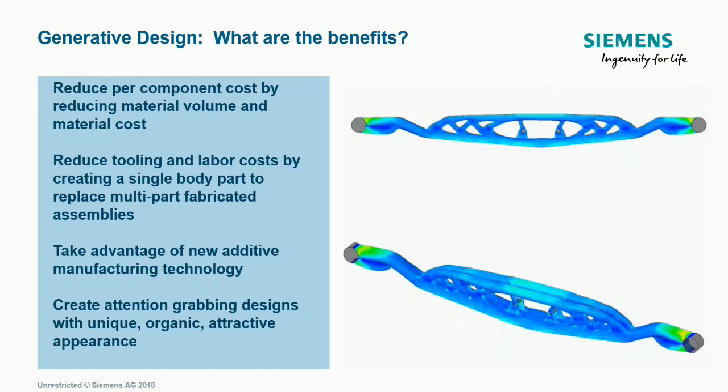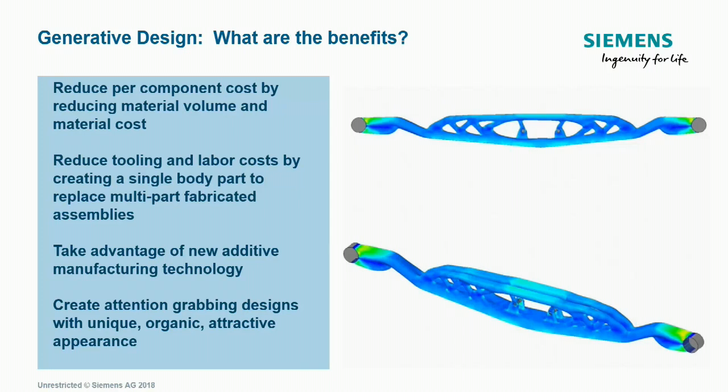Let's look at the potential benefits that generative design offers to manufacturers. The first is the possibility to reduce cost per part by reducing the amount of material used in specific components, and therefore material costs. This is particularly important for parts manufactured in high volumes, but can have a significant impact even on batch production and one-off parts.